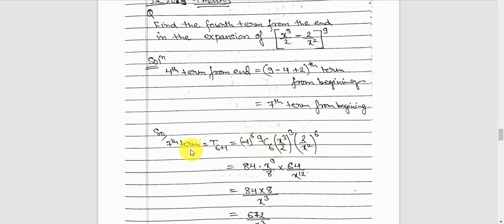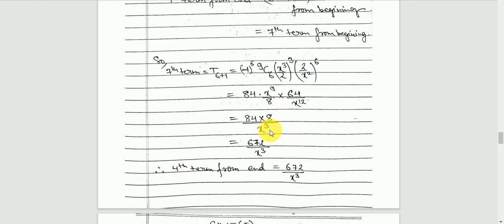So the seventh term from the beginning will be T(6+1). Here minus sign is there. So minus 1 to the power 6, 9C6. Then first term x cube upon 2 to the power 9 minus 6, so 3, 2 upon x square, that to the power 6. So you simplify it, and at the end you'll get 672 upon x to the power 3. So the fourth term from the end is this, 672 upon x to the power 3.